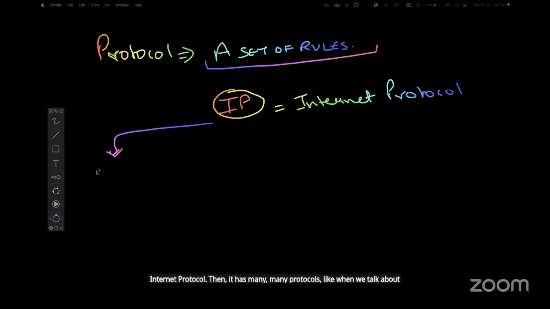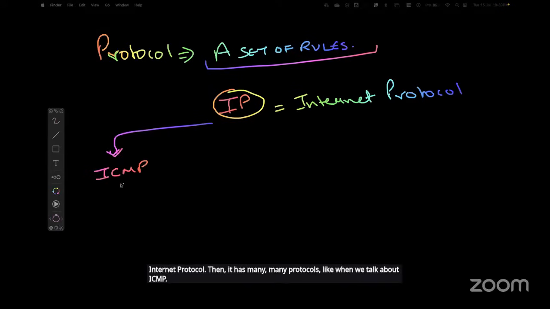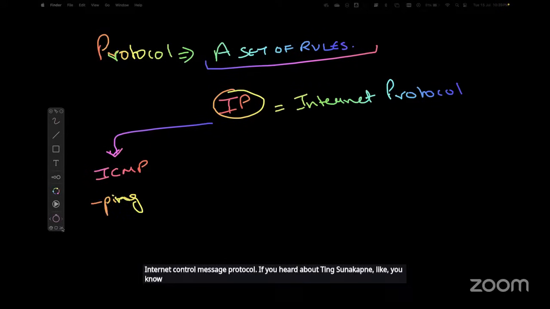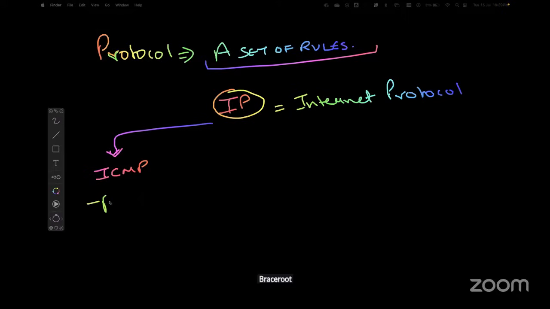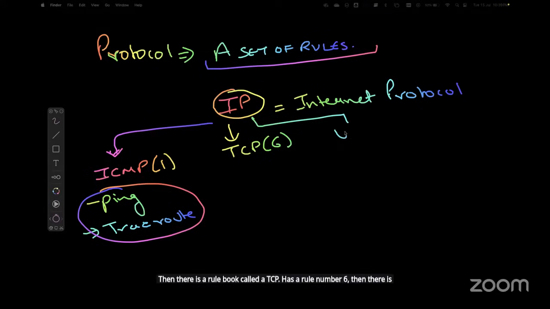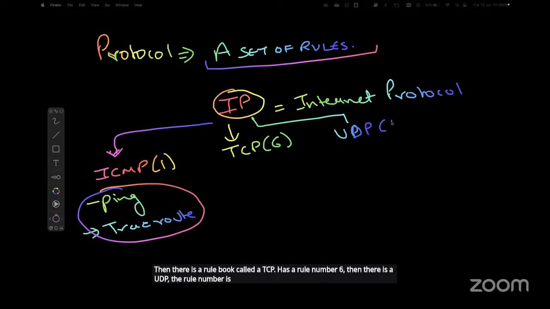Like when we talk about ICMP, Internet Control Message Protocol. If you have heard about ping, you know ping, right? Ping, traceroute. If not, no worries, we are going to discuss ping and traceroute. Both are used for checking if everything is working fine. So ICMP has a rule number, which is 1. Then TCP has rule number 6. Then UDP has 17.